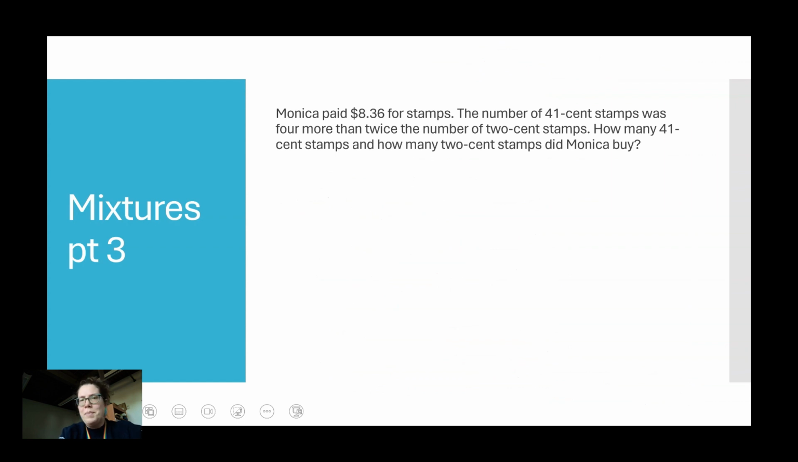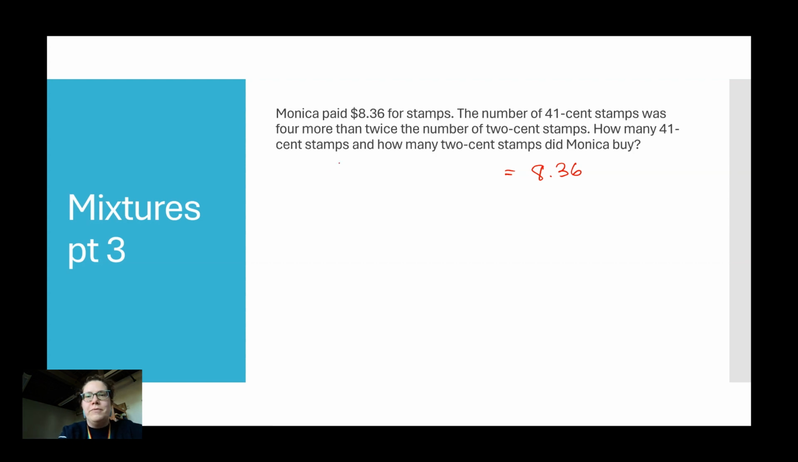All right, Monica paid $8.36 for stamps. That's my total. She bought 41-cent stamps and 2-cent stamps. Sorry, I'm not reading this problem. Let me read it. The number of 41-cent stamps was 4 more than twice the number of 2-cent stamps. How many of each kind of stamps did she buy?